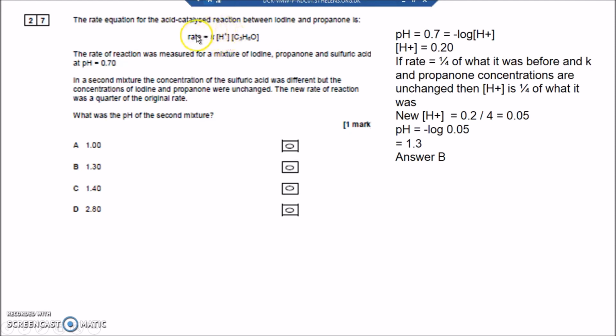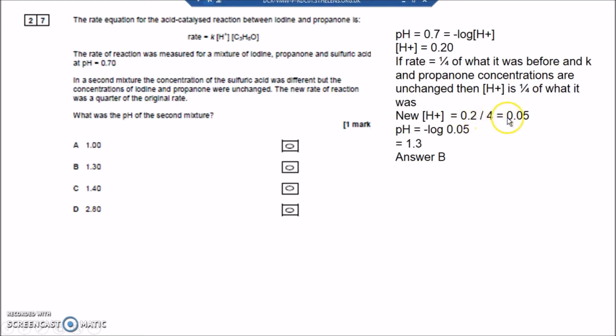So the only thing that's changed in the rate equation is the H plus concentration. The rate equals something that's unchanged multiplied by the H plus concentration multiplied by something else that's changed. If the rate has gone down to a quarter, then the H plus concentration must have gone down to a quarter, because the rate constant and the concentration of propanone are unchanged. So the new H plus concentration is a quarter of what it was.